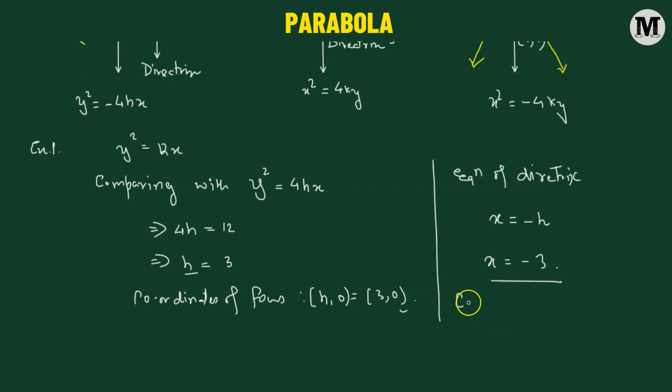Now what about the coordinates of its vertex? The coordinates of its vertex is very simple whenever the equation of the parabola is given in the standard form, because this is in the standard form, y squared equals 4hx. So here the coordinates of the vertex is always going to be at the center, that is (0, 0).